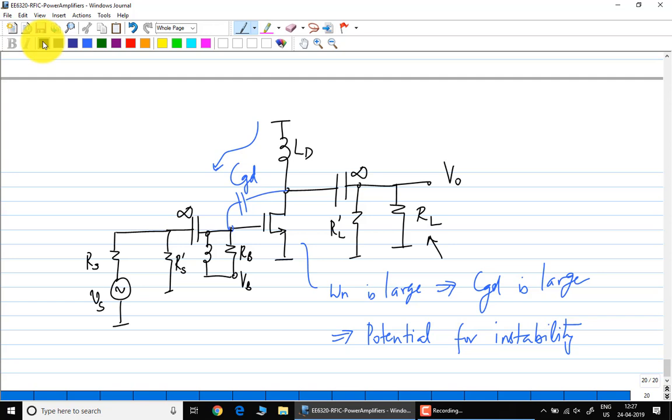Because of that, you do something at the output, nothing will happen at the input. Same thing here. If you need to fix this, a cascode is one of the most reliable ways of fixing this instability problem.